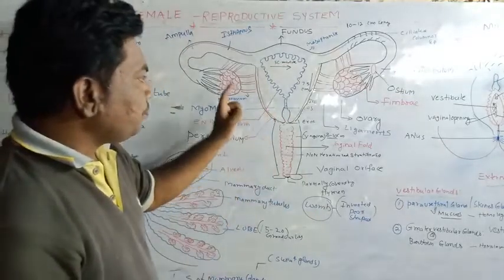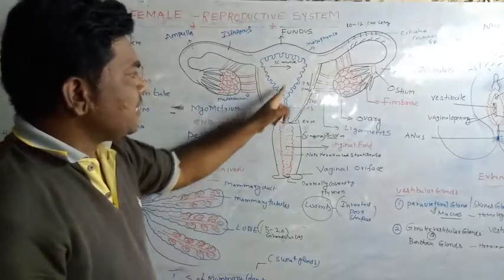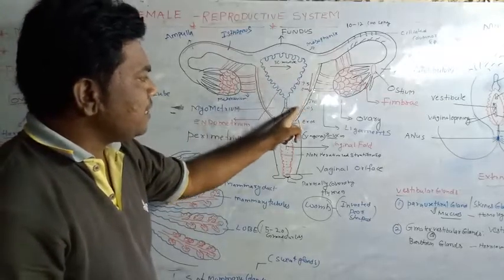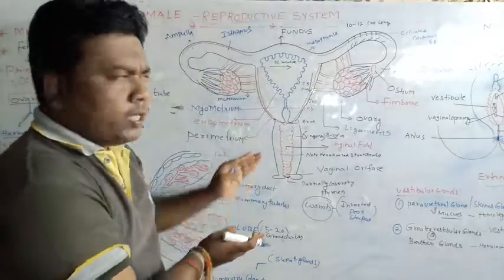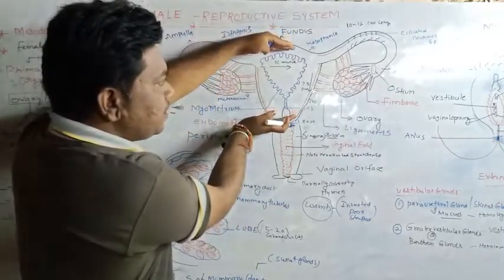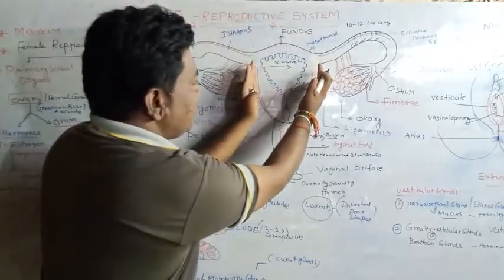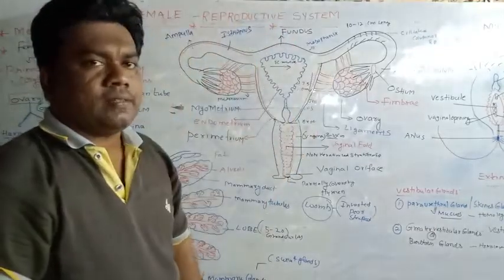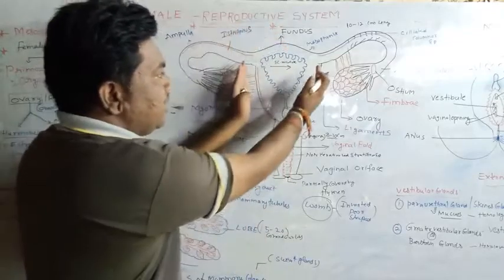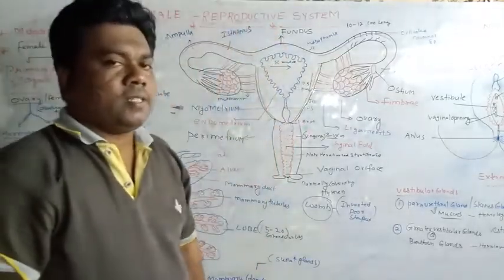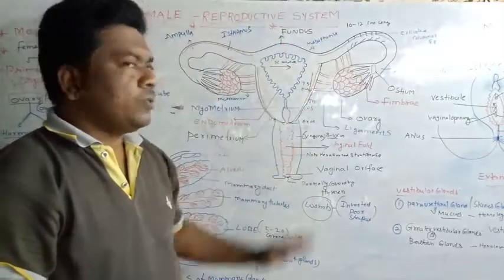And this uterus is about 7.5 centimeters long and its width is 5 centimeters. So that is regarding the uterus.